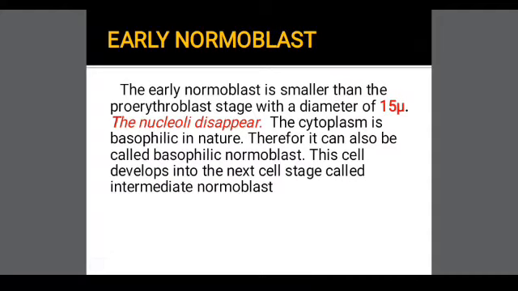The early normoblast is smaller than the proerythroblast stage with a diameter of about 15 micrometers. Now it's at this stage that the nucleoli disappear. Not the nucleus, the nucleoli disappear at this stage, early normoblast. The cytoplasm is basophilic in nature also. Therefore, it can also be called basophilic normoblast, because of its basophilic nature. This cell develops into the next cell stage called intermediate normoblast.